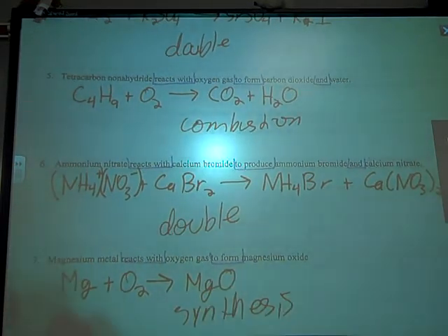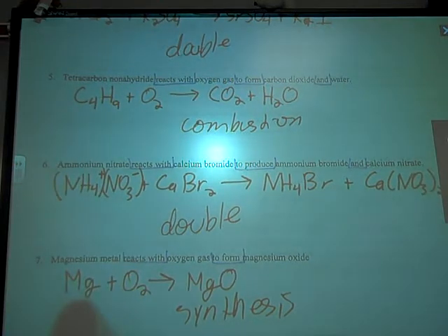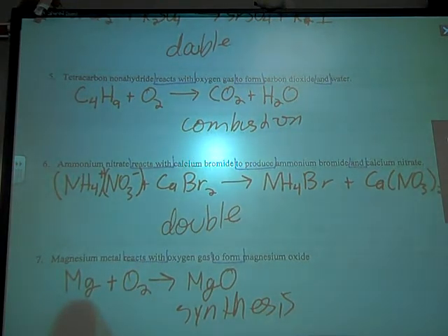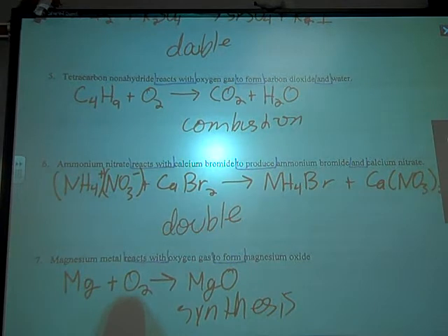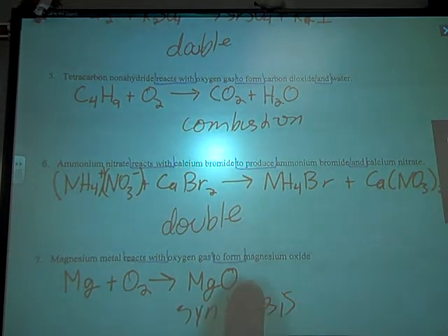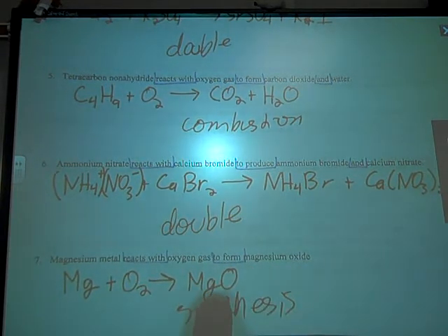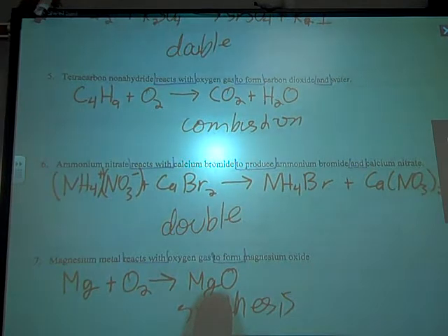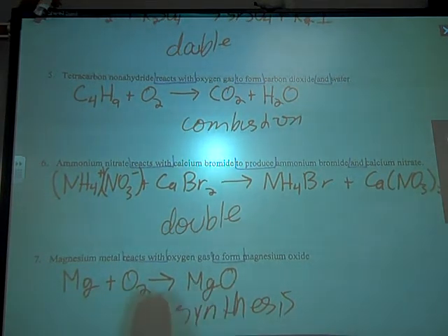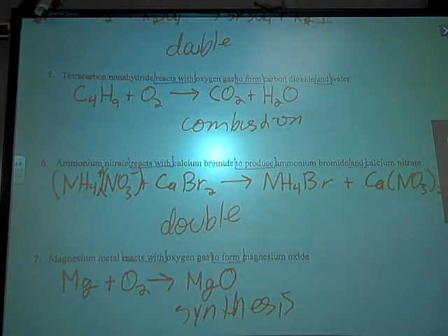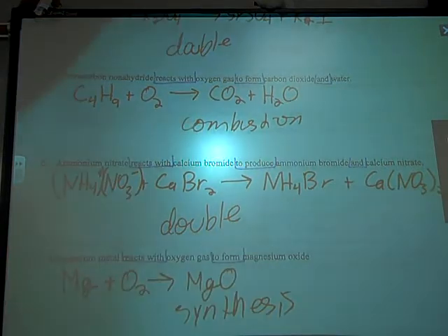Number 7, magnesium metal. That means magnesium that you just dug out of the ground, Mg. Oxygen gas, there's that word again, O2. And then magnesium oxide. Just write magnesium oxide as you would ordinarily translate that word. This too does not get to cross the arrow because it is not part of a poly, so it doesn't get to come. This is a synthesis reaction.